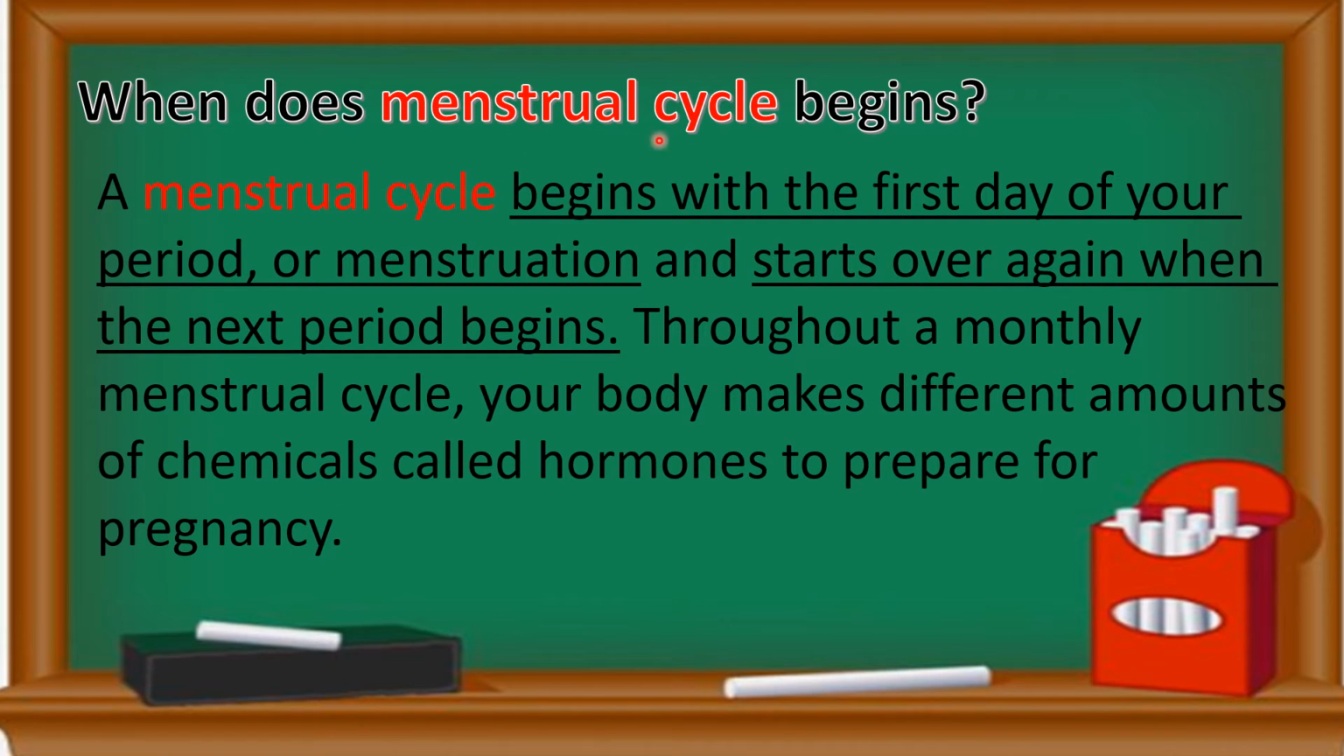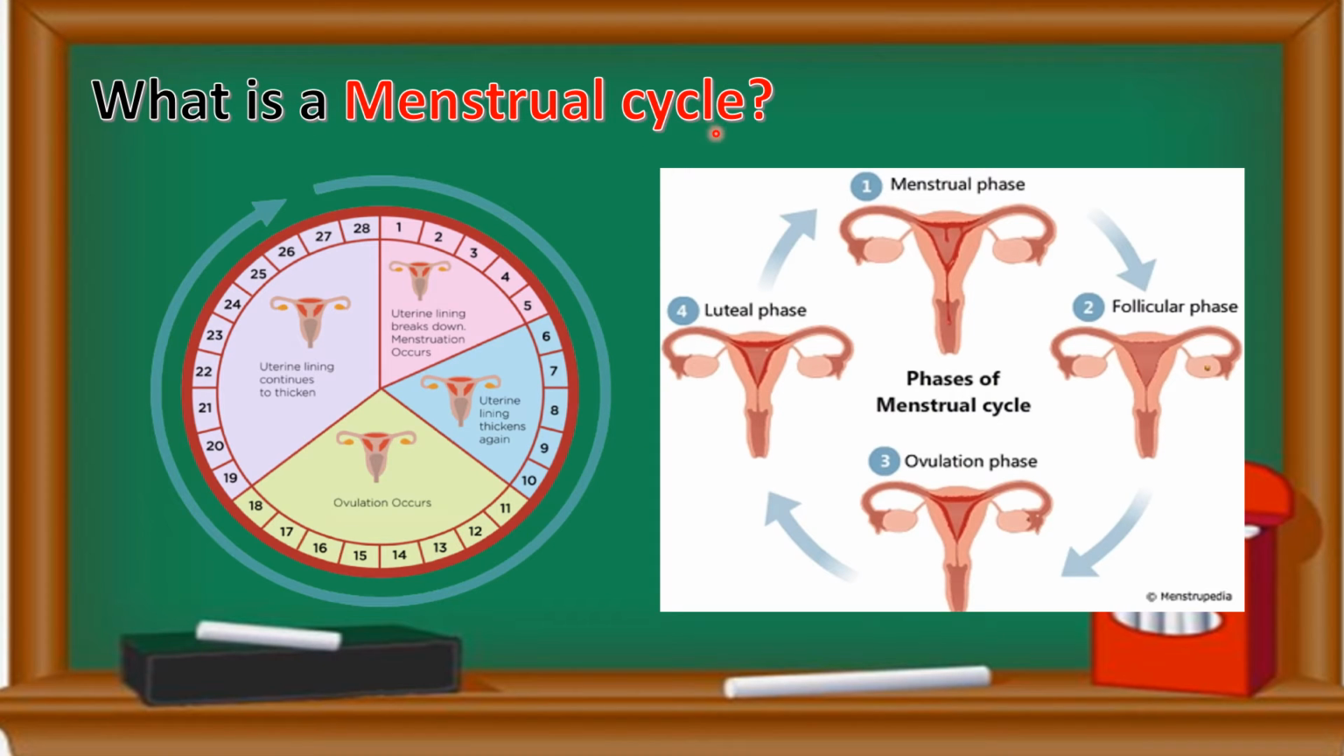When does the menstrual cycle begin? A menstrual cycle begins with the first day of your period, or what you call your menstruation. So another word for your period is menstruation, and the cycle starts over again when the next period begins. Throughout the monthly menstrual cycle, your body makes different amounts of chemicals called hormones to prepare for pregnancy.